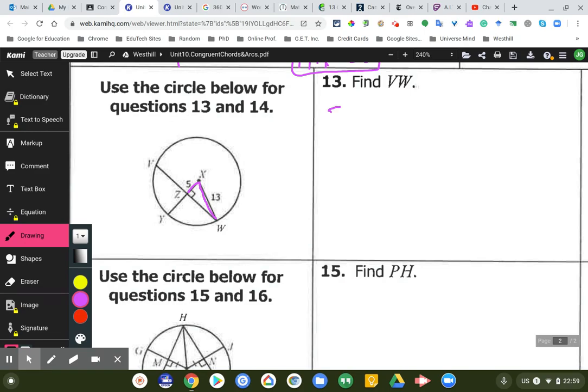So we could do 5 squared, right, plus b squared equals 13 squared, okay? And 5 squared is 25 plus b squared equals 13 squared, which is 169.